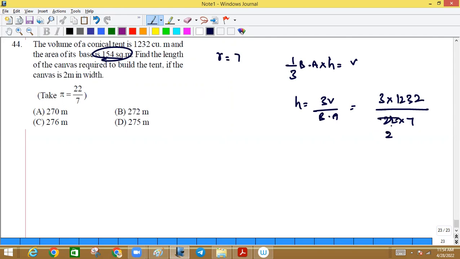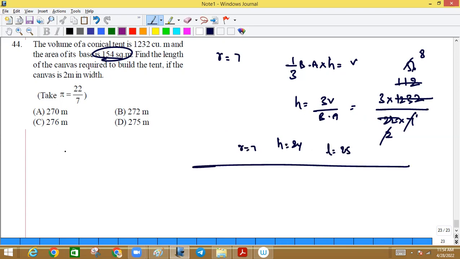11 2s are 22, 7 8s are 56. Therefore, height is equal to 24, radius is equal to 7, slant height is equal to 25. This is about the cone. Yes or no? Radius is how much? 7. Height is how much? 24. Slant height is how much? 25.